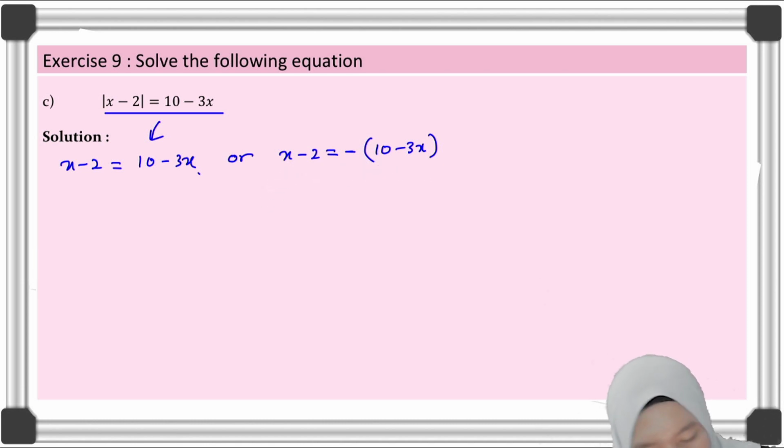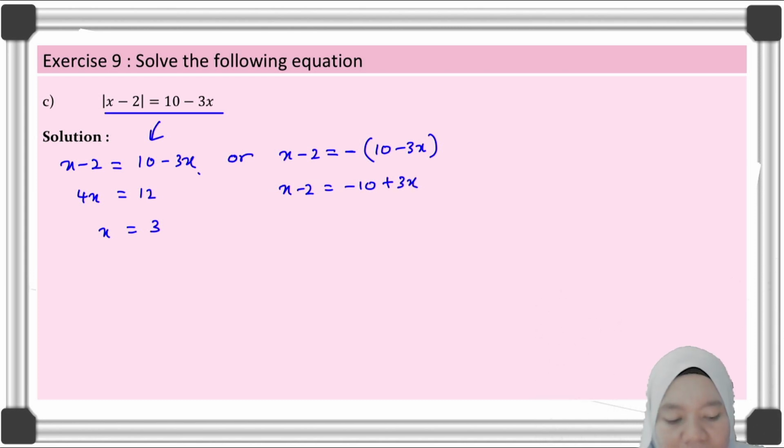Okay, kita continue calculation. So saya cuba selesaikan. So kat sini saya dapat 4x equals to 12 and x is 3. Right. And sebelah kanan ialah, okay, saya perlu simplify dulu. x minus 2 is equals to, expand dulu. Negative 10 plus 3x. Right. Dan simplify. 2x equals to 8. Right. And x is 4. Right.